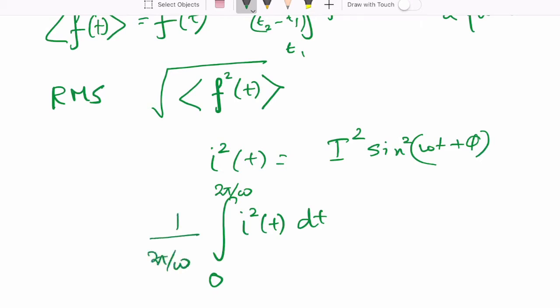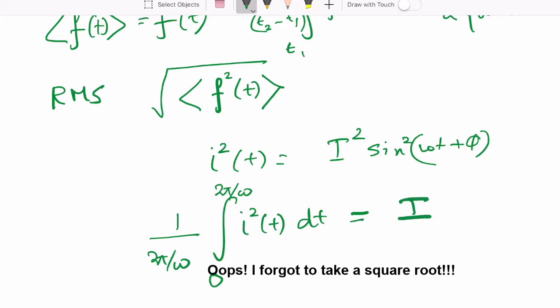If you do this, you can easily evaluate it. You know how to take the integral of sine squared by using the double angle formulas. I'll let you work out the details yourself. It's just a couple of lines of algebra. Or you can just use Wolfram Alpha to do this integral. You will find that it is equal to capital I divided by square root of 2. That tells you that I RMS is equal to the maximum value of the current divided by the square root of 2. You can just verify this yourself.